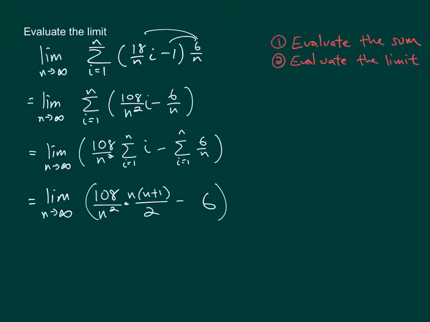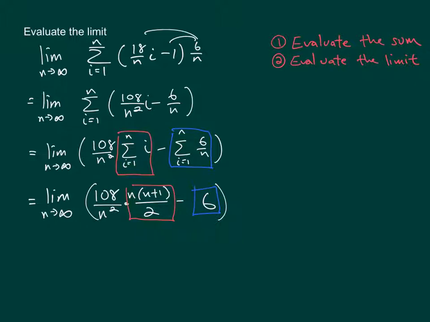Remember, the summation for i from 1 to n is n times n plus 1 over 2, and the summation of a constant is the constant times the upper bound. So I'm going to highlight these in some different colors here to make sure you understand where everything is coming from. There we go.